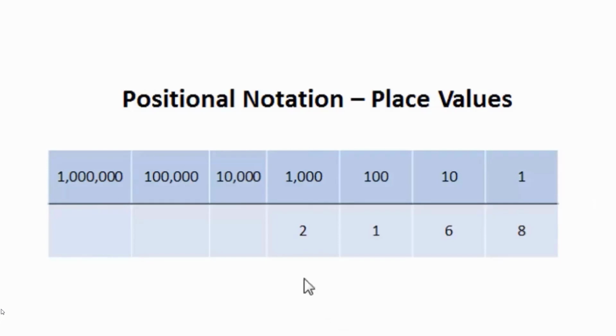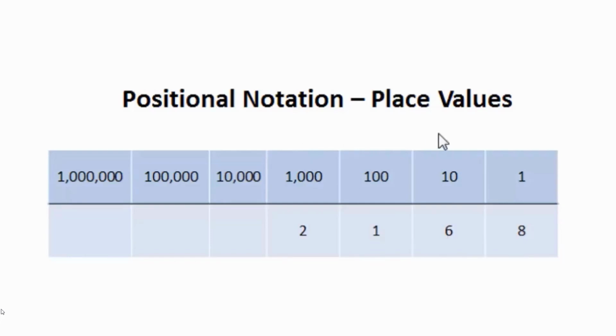You can see that we have the number 2 in the 1,000s place, so we have 2 1,000s. We have a 1 in the 100s place for 100. We have 6 in the 10s place for 60. And we have 8 in the 1s place for 8. So effectively, we have 2 1,000s, 1 100, 6 10s for 60, and 8 1s for 8.